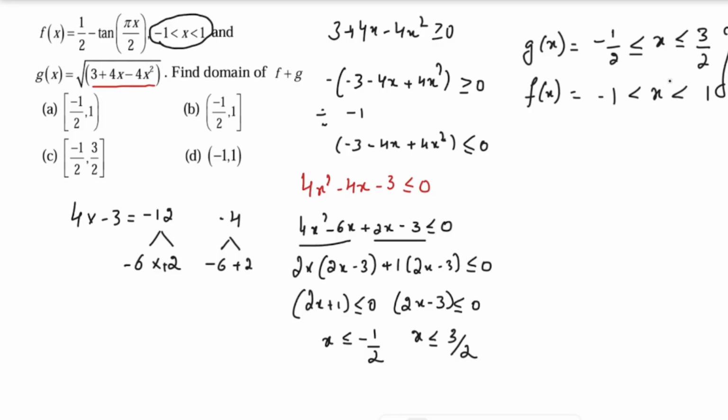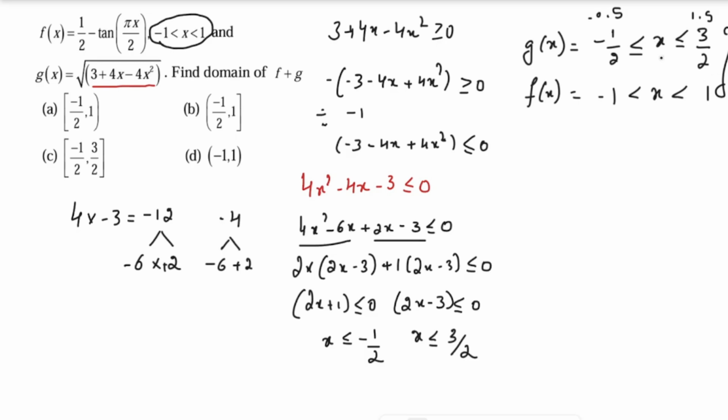The combination of these two is minus 1 to 1, excluding minus 1 and plus 1, and between minus 1 to 3 by 2. If you see all the options, one is between minus 1 by 2 to 1, including minus 1 by 2, and the second option is minus 1 by 2 to 2. If you observe, there is a round bracket and a square bracket. The permissible limit 3 by 2 is actually 1.5, so it is minus 0.5 to 1.5, and this is minus 1 to 1.